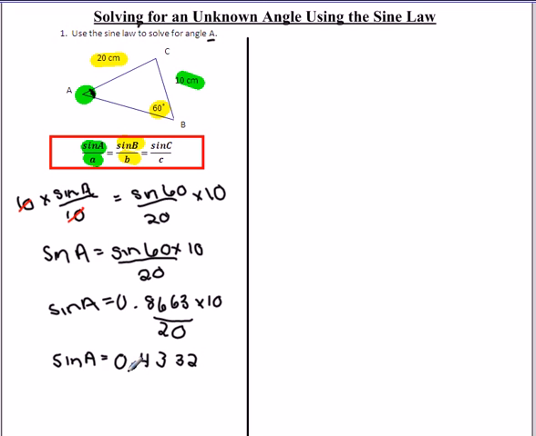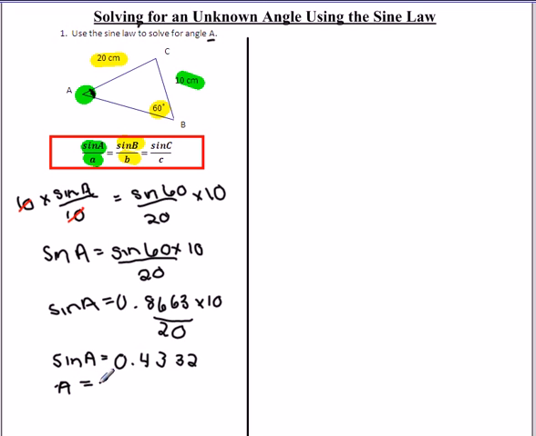So the next step is where some people tend to run into problems. Right now we have that the sine of A is 0.4332. This isn't telling us what angle A is yet. It's just telling us that the sine of that angle is this number. So to get the actual angle, we have to take the inverse sine of this, which will allow us to find the angle.